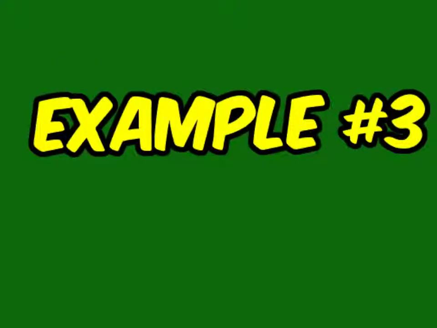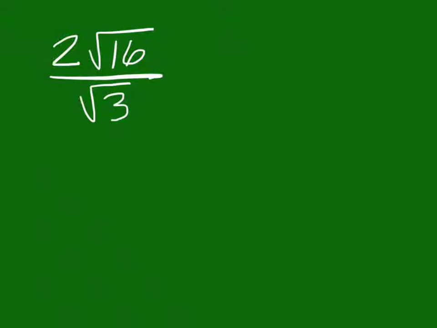Example 3. In this case, there is a square root on the bottom of the fraction, which you cannot have. You must simplify this by doing the following. Whatever the square root is on the bottom of the fraction, multiply the top and the bottom by that item.